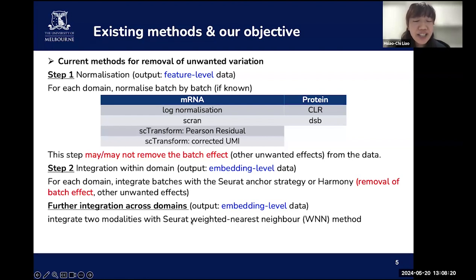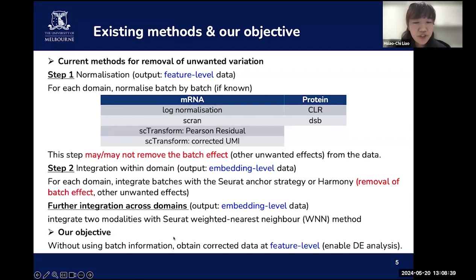The issue with this procedure is that we don't get the corrected data at feature level after step 2. Plus, we need the batch information in order to deal with batch. So our objective here is to obtain the corrected data at feature level without using the batch information. This will enable analyses which are impossible to conduct with embedding-level data.